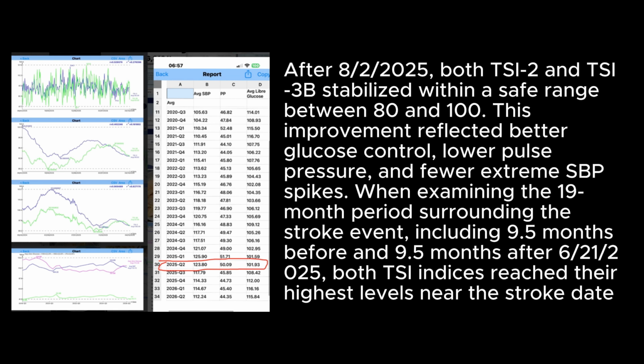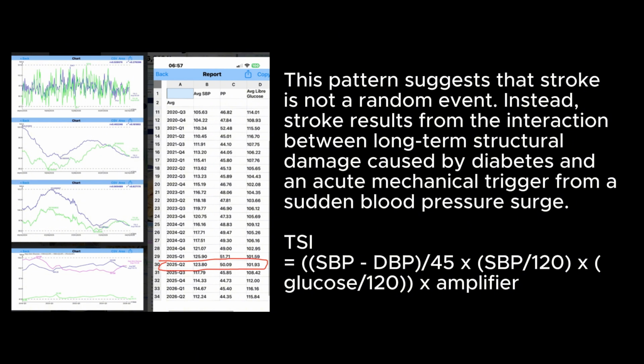When examining the 19-month period surrounding the stroke event, including 9.5 months before and 9.5 months after June 21, 2025, both TSI indices reached their highest levels near the stroke date. This pattern suggests that stroke is not a random event. Instead, stroke results from the interaction between long-term structural damage caused by diabetes and an acute mechanical trigger from a sudden blood pressure surge. TSI equals (SBP minus DBP) x 45 x SBP 120 x glucose 120 x amplifier.